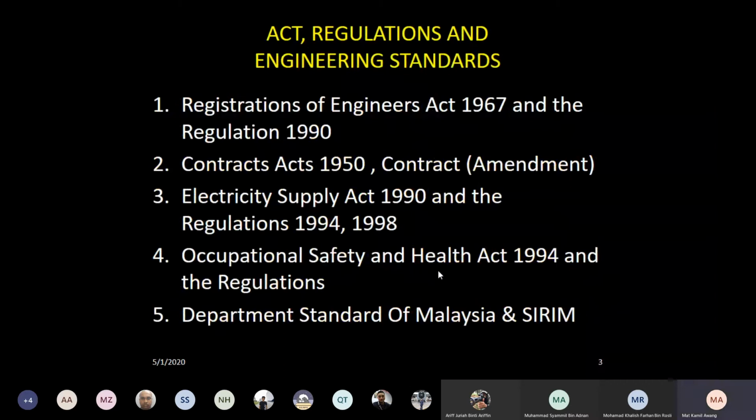Okay, these are the acts, regulations, and engineering standards which relate to the engineering profession in Malaysia. You have the Registration of Engineers Act 1967 and the Regulation 1990. You have the Contract Act, which we covered last week. We have the Electricity Supply Act 1990 and the Regulation 1994 and 1998. We have the Occupational Safety and Health Act 1994 and the regulations.